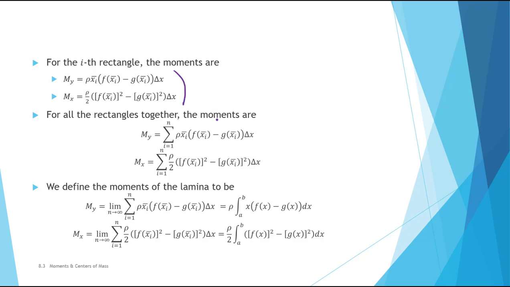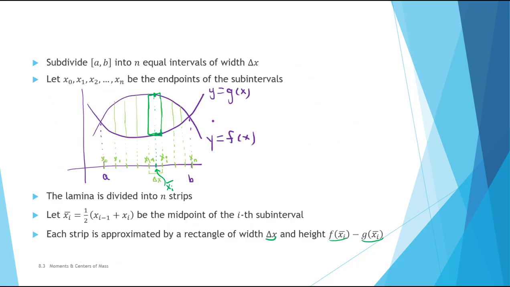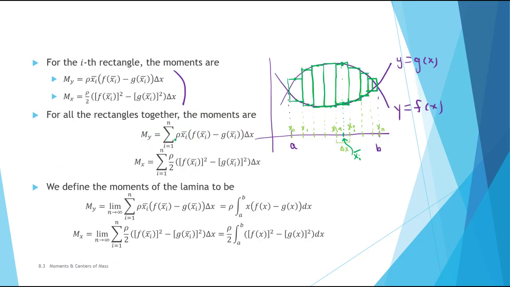Okay, so these are the moments we just figured out. Then we do this for each of those rectangles. We take the moment about the y-axis for each rectangle, which is this expression. We add that together for each of these individual rectangles to get the moment about the y-axis of all of the rectangles put together.